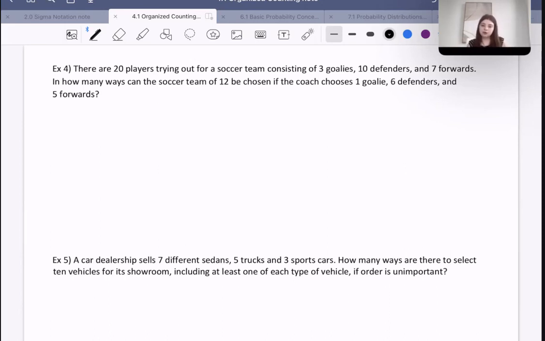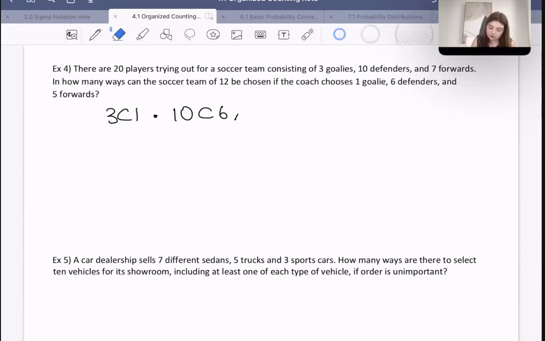So how many ways are there? Well, let's see. There's 3 choose 1 ways to get a goalie, right? Because we're choosing 1 goalie, there's 3 possible goalie tryout people available. For defenders, there are 10 defenders who would like the position, but we're only going to choose 6 of them, so 4 will not be chosen. And then 7 forwards, and we're going to choose 5 of them, so 2 of them will not be chosen.